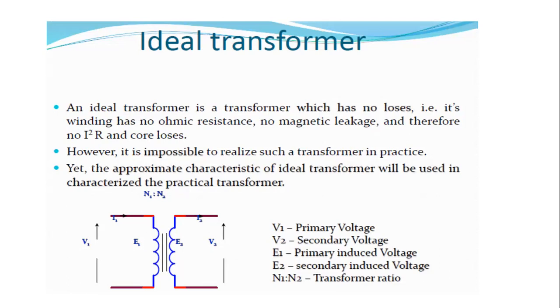What is meant by an ideal transformer? There are no losses in that transformer. What are those losses? Ohmic losses, magnetic leakage losses, I square R losses and core losses. If there are no losses in the transformer, then it is named the ideal transformer.